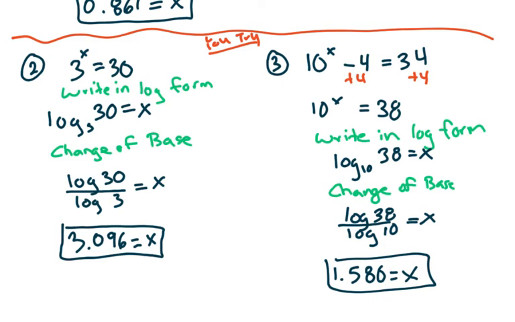All right, check your answers for 2 and 3. So in 2, the exponent was already by itself, so we could go ahead and write it in log form. And then once you write it in log form, you can use the change of base formula, so we can stick it in our calculator. Now 3 is very similar. All we had to do first was add 4 so that the exponent, the 10 to the x, was by itself. Then we could write it in log form, use the change of base, and stick it in our calculator. All right, so that's type 1, when they're exponentials and we cannot get the same bases.